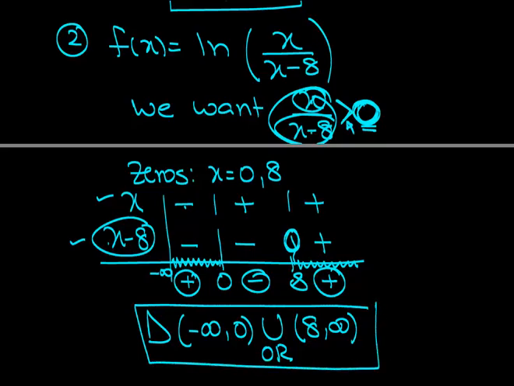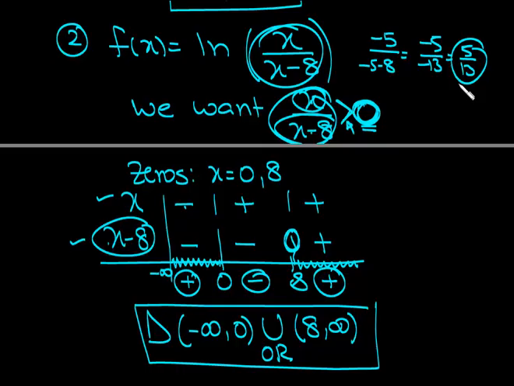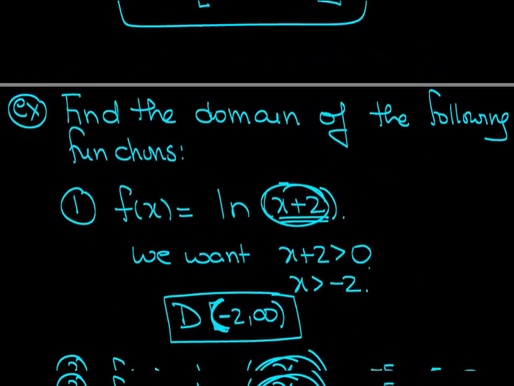Okay. And you can test it. Always check your answers if you're not sure. If I pick minus 5, for example, I take negative 5 for x, and then I have negative 5 minus 8. So I get negative 5 over negative 13. So it gives you 5 over 13, which is good because we want this to be positive. If you pick any number to the right, I mean, any number to the right of 8, you know that's going to work too. So you can always test these things. So that's how you find the domains of log functions.